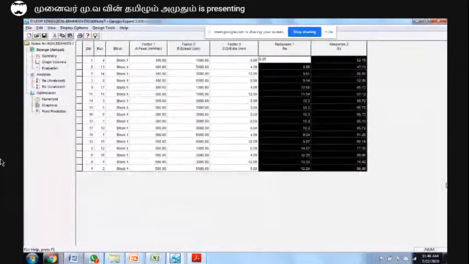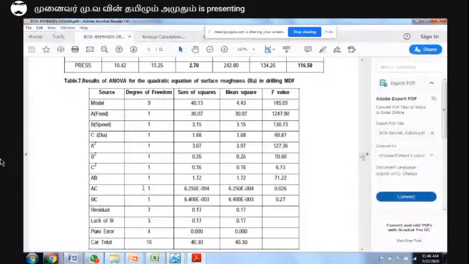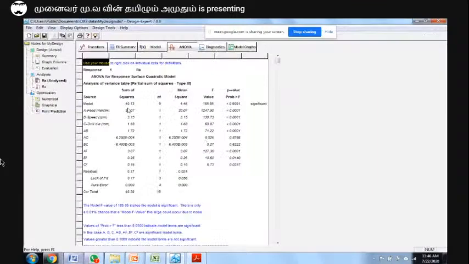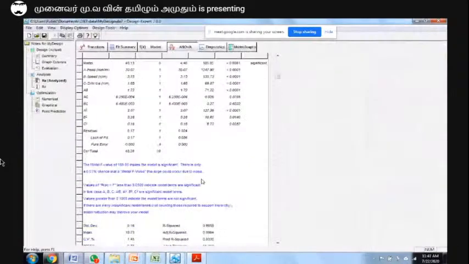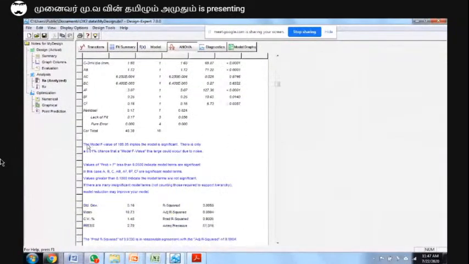See the data: 30.13, 30.07, 3.15, and the respective data are in the sum of squares, degrees of freedom, mean square, and F value. The inference from this table is given at the bottom of the software itself.